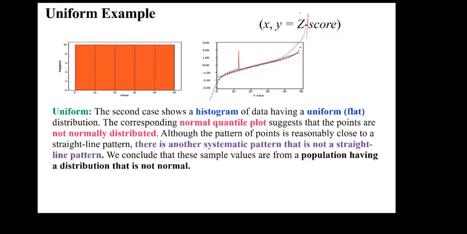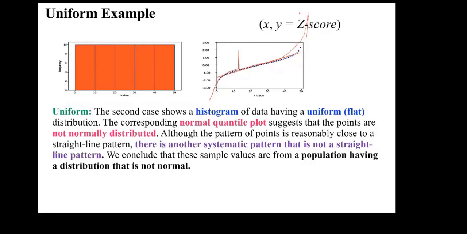Uniform. The second case shows a histogram of data having a uniform, flat distribution. The corresponding normal quantile plot shows that the points are not normally distributed. Although the pattern of points is reasonably close to a straight line pattern, there is another systematic pattern that is not a straight line pattern.